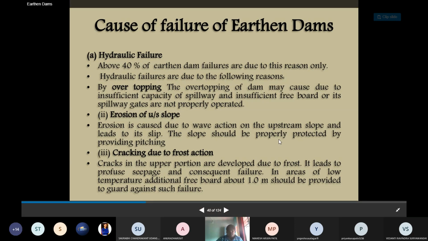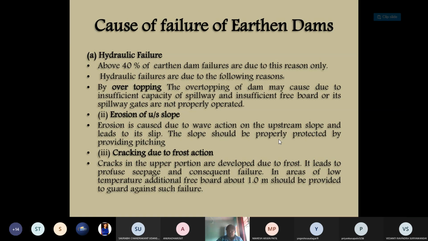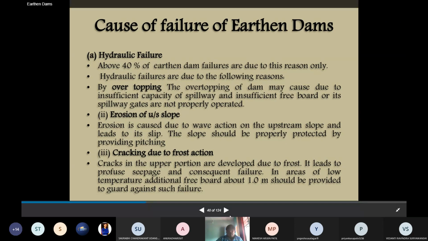And the cracking due to frost action. Cracks in the upper portion are developed due to the frost. So what happens here? It leads to profuse seepage and consequent failures, and in areas of low temperature, additional freeboard of about 1 meter should be provided to guard against this type of failure.